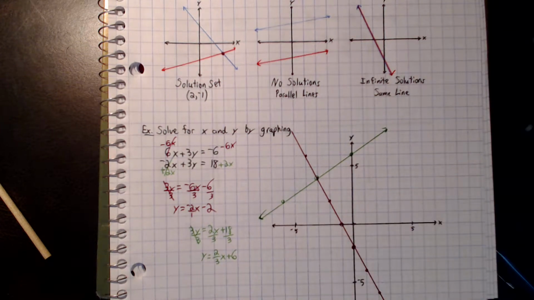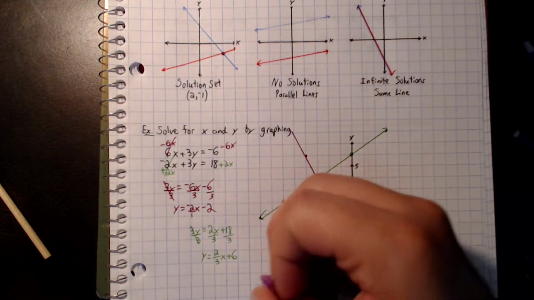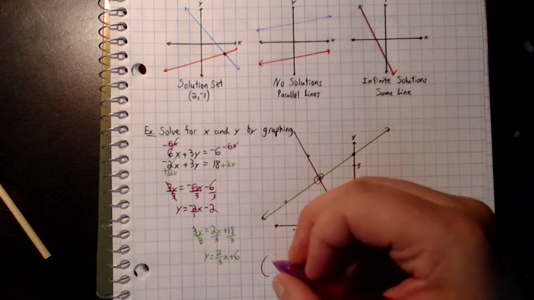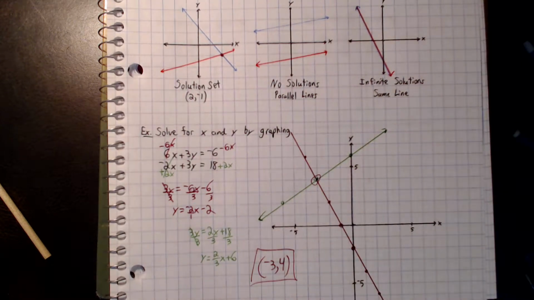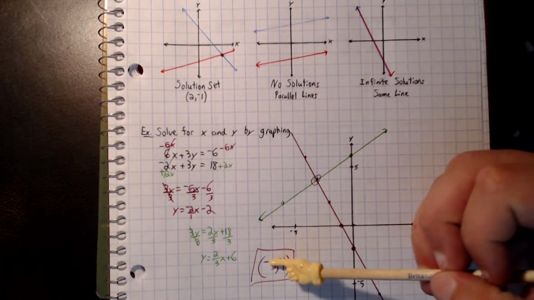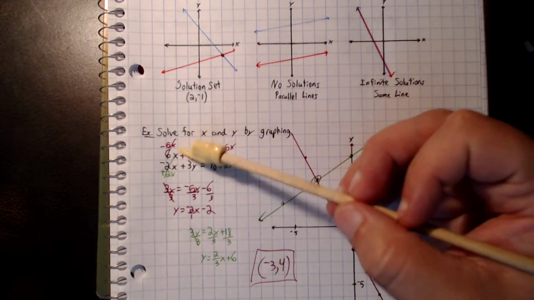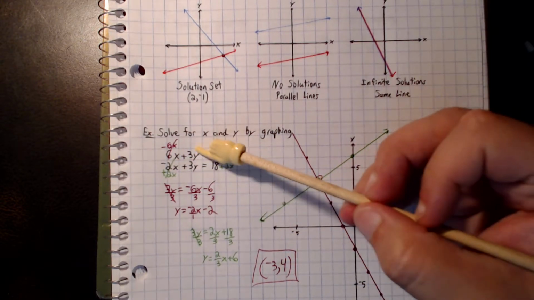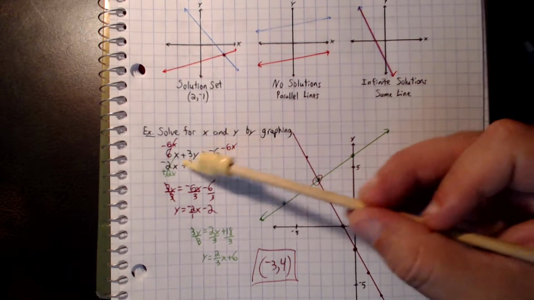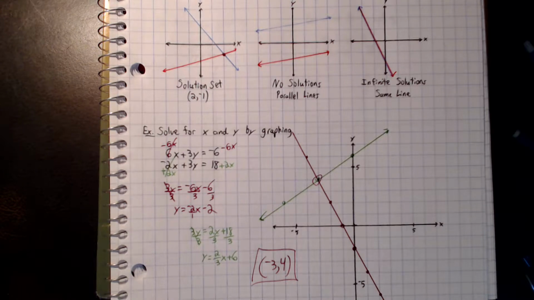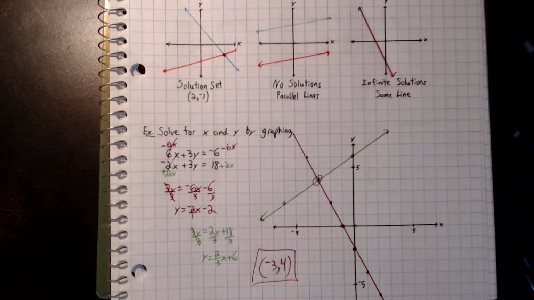And where they intersect is our solution. So, this point right here, that coordinate is -3, 4. That's our solution. What that means is, if I were to take this -3 and plug it into each of these x's, and I plug this 4 into each of these y's, we'll get -6 and 18 respectively for these particular equations.